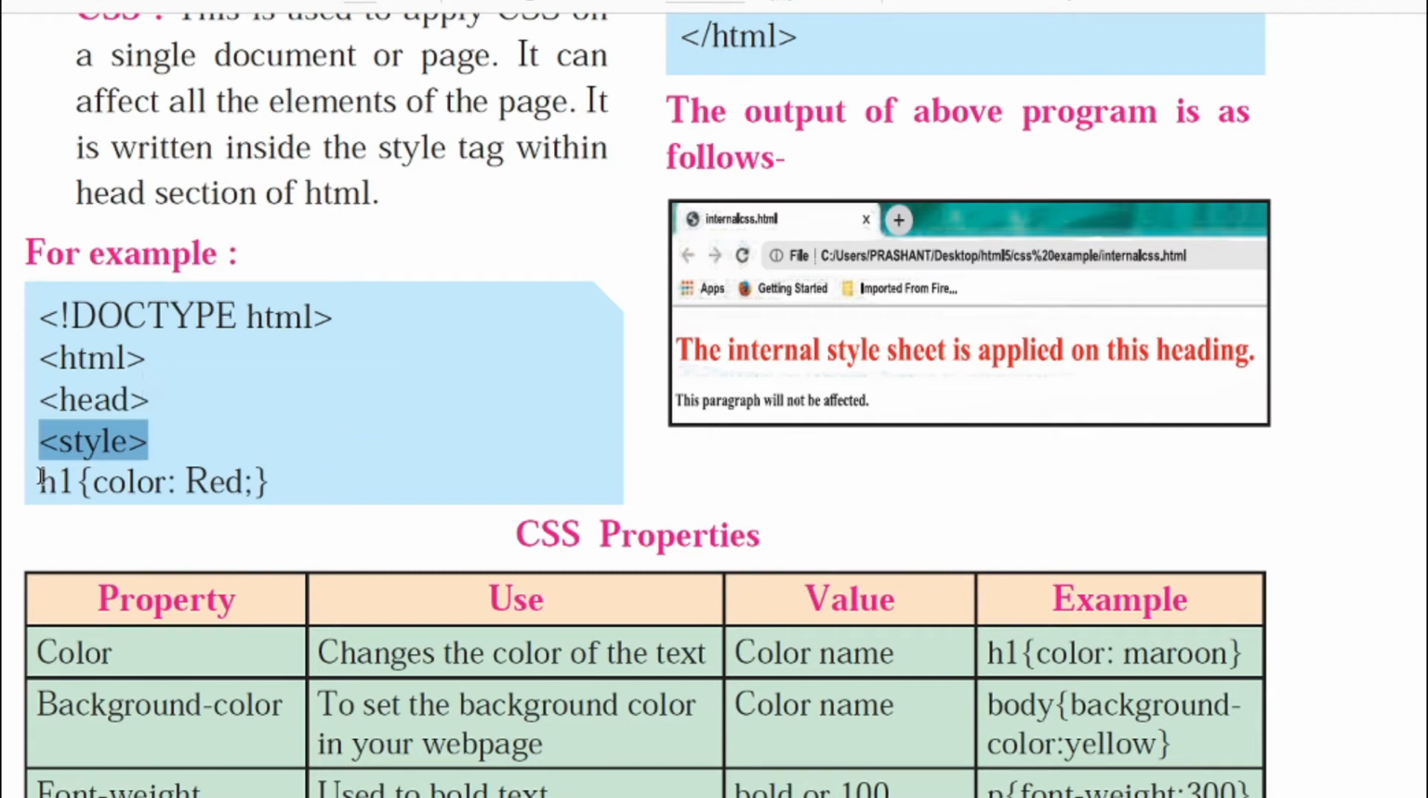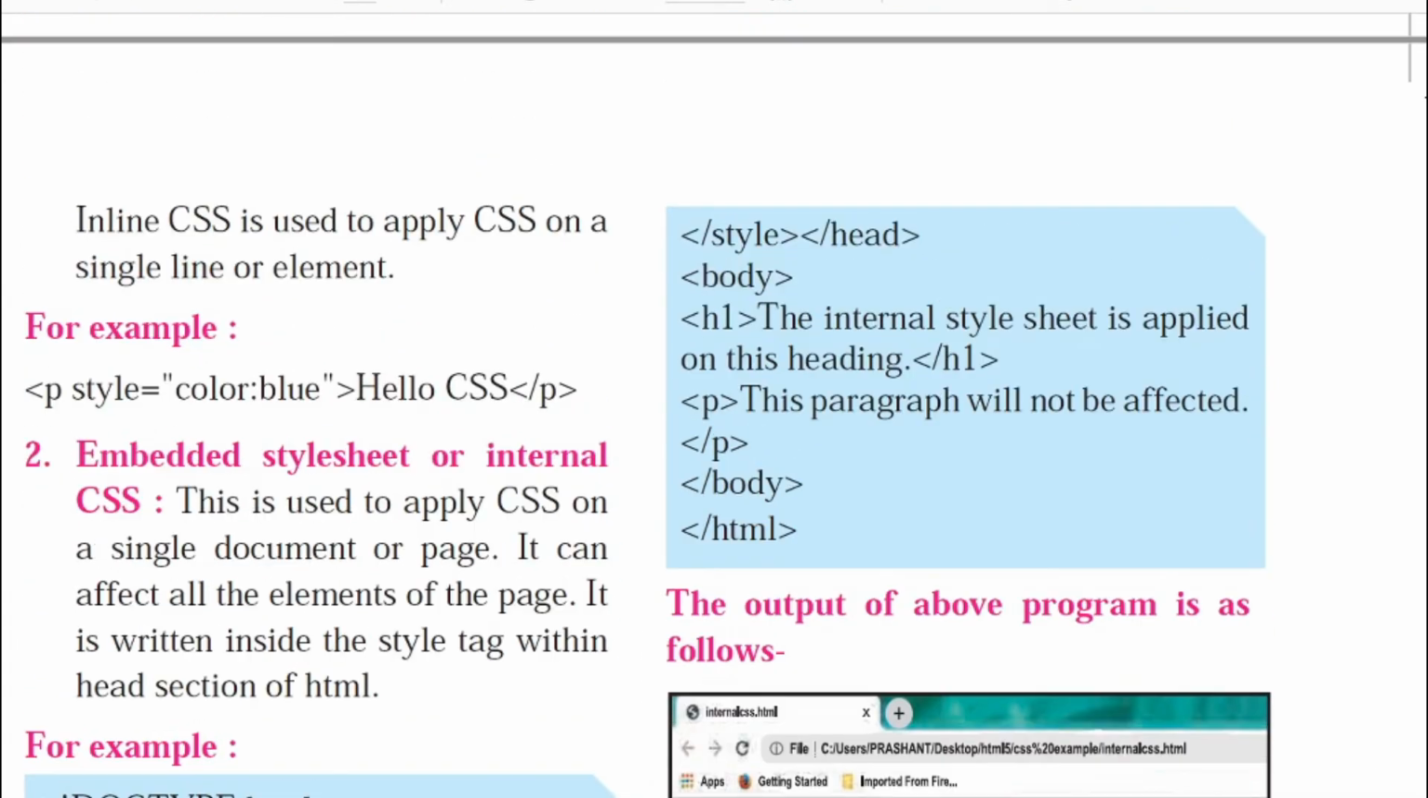Here once again, now it becomes easy for you to understand. This is h1, the selector, then the declaration using property color and value red, that is the value for the color property. In this way, my dear students, you can see once the style is applied, the style tag will be closed, the head will be closed. So basically, in the head section, we are using the style tag to apply an internal style sheet. Then the program flows in a very simple and common manner.